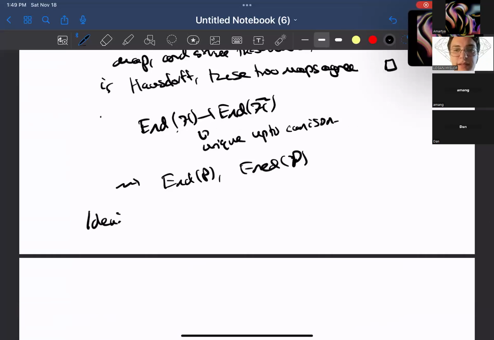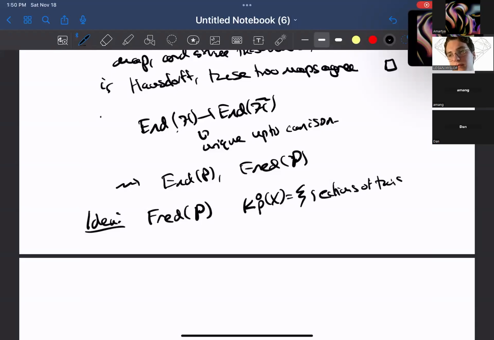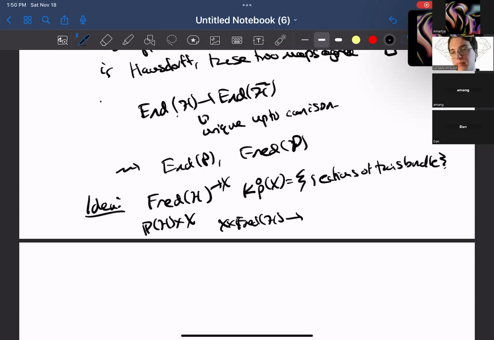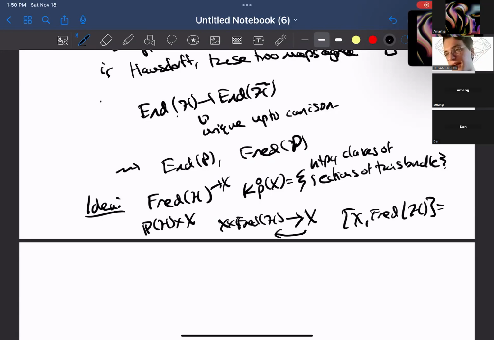Our idea is we want to start with Fredholm operators on our bundle P, and we want K_P^0 of X to be defined as sections of this bundle. So if P were some trivial bundle, like the projective space on some infinite dimensional space times X, then we're just asking for sections of X times Fredholm operators on H, mapping down to X. I should say Fred H actually is the bundle I want. So sections of this is just the same as homotopy classes of maps from X to Fredholm operators on H, which, as we said above, is the same thing as K^0 of X.